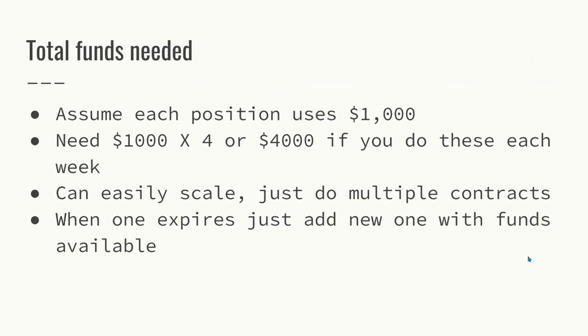So your total funds needed, we're going to assume a little bit more conservatively here and say that each position uses about $1,000. You're going to need to have at least 1,000 times 4 if you want to do these each week. So it'll be $4,000 in total buying power in your brokerage if you want to do them every week. These can easily scale if you have a bigger account. You can just do multiple contracts. You can also look into the ES futures if you have a pretty high account size. You will save a little bit on commissions compared to the amount of premium you're receiving there. And then again, when one expires, just add a new one with your funds that are available.